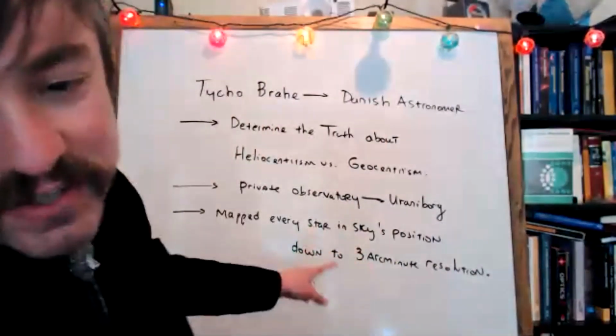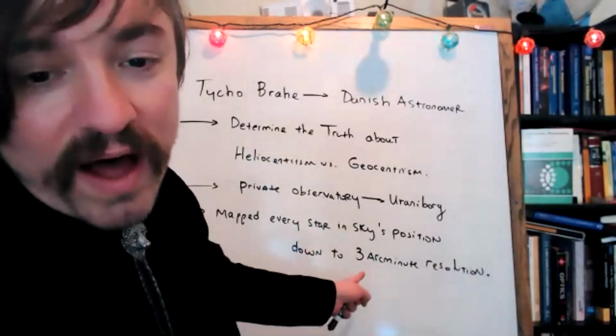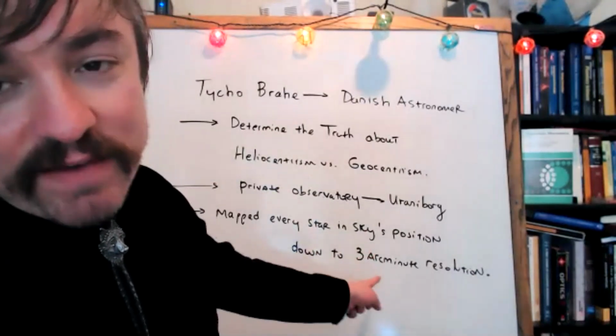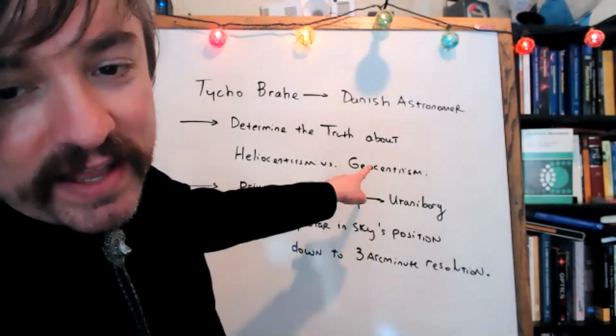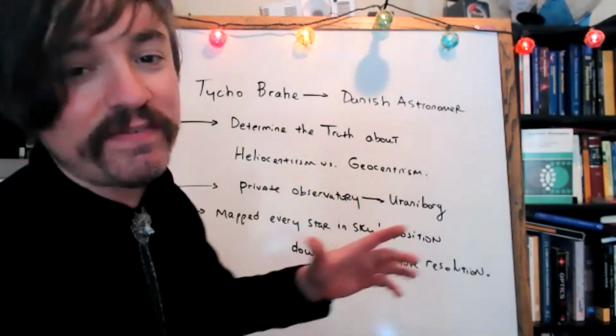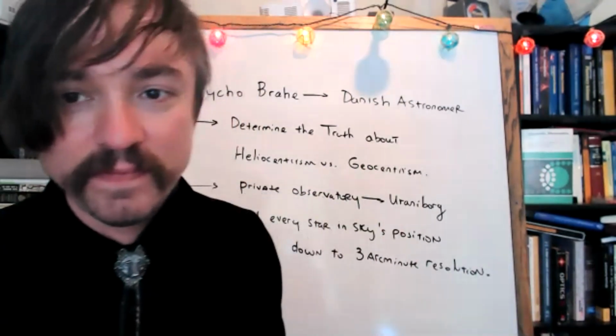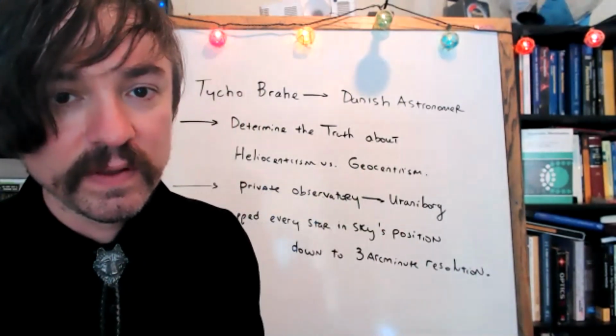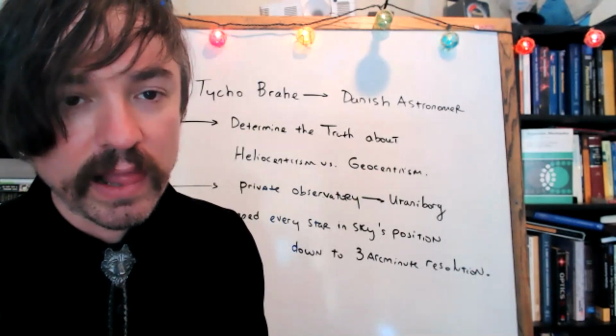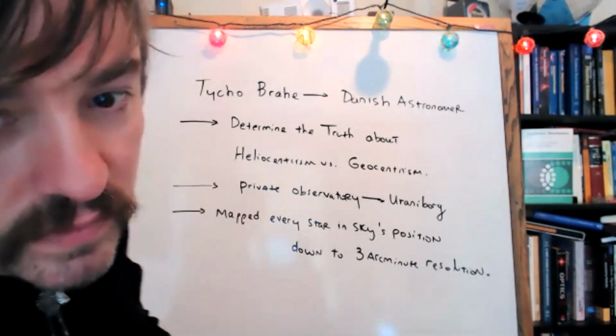The question I want to know is, do you guys understand what he was doing? Why would Tycho Brahe be mapping every star's position down to 3 arc minutes as a means of solving the debate between heliocentrism versus geocentrism? Maybe to see if they do shift in the background?